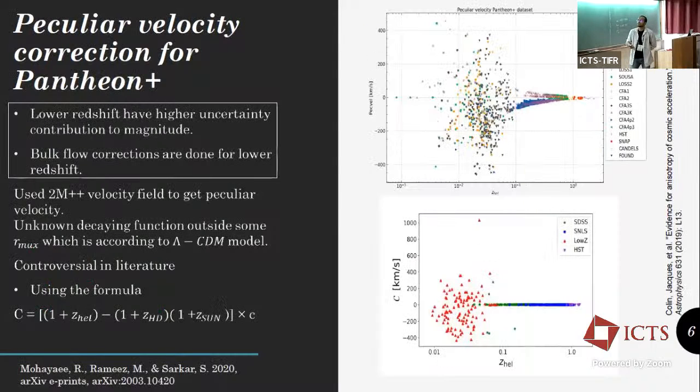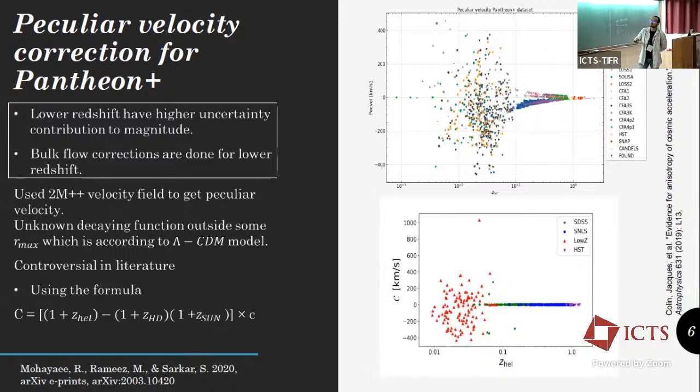I'll talk quickly about the peculiar velocity correction for Pantheon Plus and why it is important. Low redshift supernovae have higher uncertainty contribution to the magnitude, and the bulk flow corrections are done at lower redshift. Previously, it had been pointed out that in JLA, the corrections were done till 0.06, and after that there were no corrections. But in Pantheon Plus, that has been improved by introducing a decaying function according to the ΛCDM model.